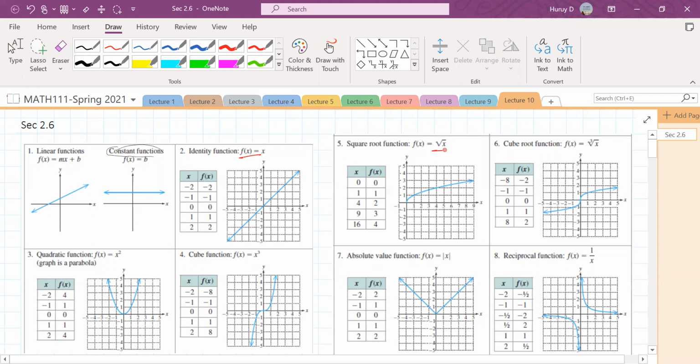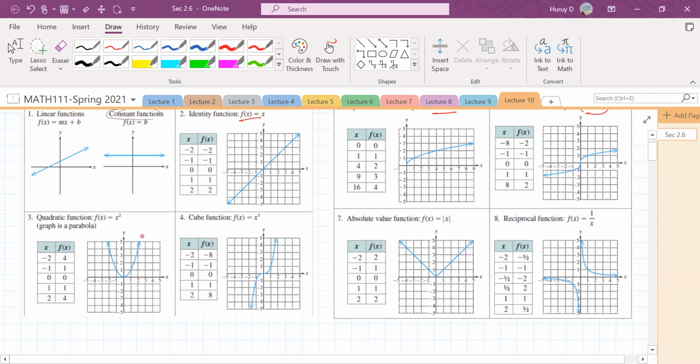And then we have the square root function, which looks like this one. We have the cube root function. We have the x squared function, y equals x squared, and this is a parabola. And we have the x cubed, which looks like this. And then we have the absolute value function, which is this one.